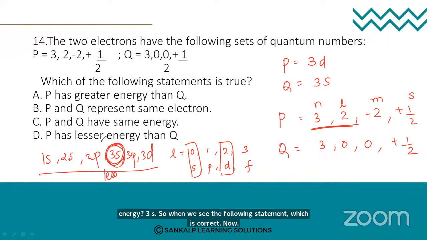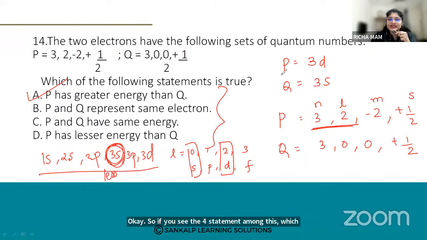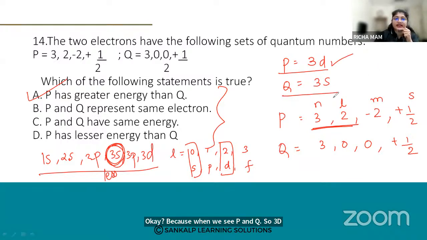So when we see the following statements, which is correct now? Option A. P has greater energy than Q. Is it correct? Option number A is correct. Sinchana has answered A. So among the four statements, the correct one is option number A, because when we see P and Q, 3D has greater energy than 3s. So option number A is correct. I hope this is clear. Shall we go for the next one?